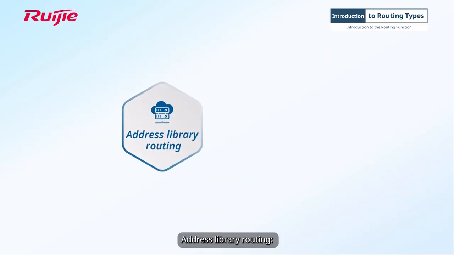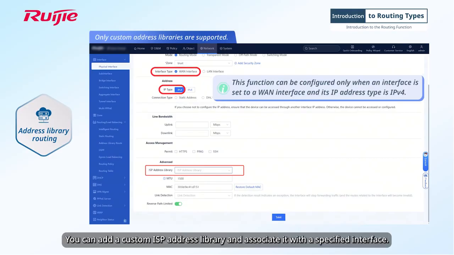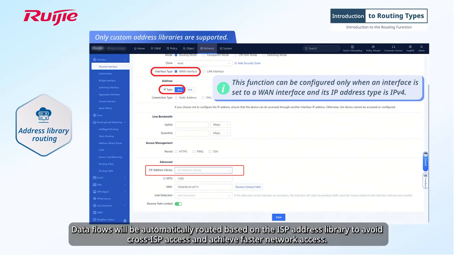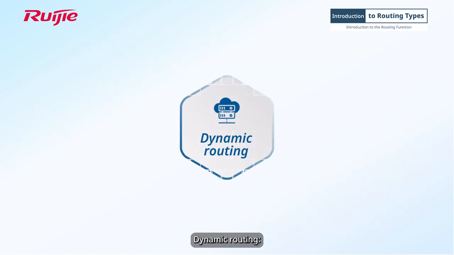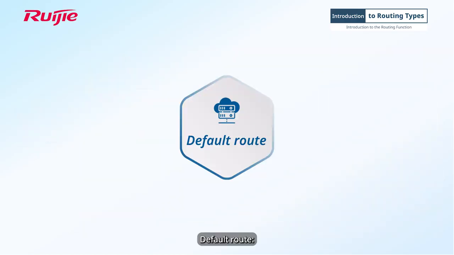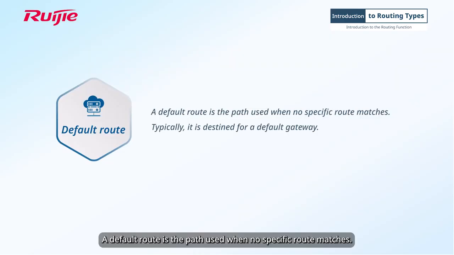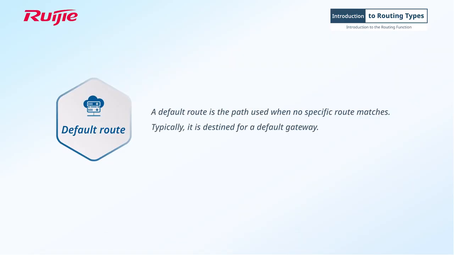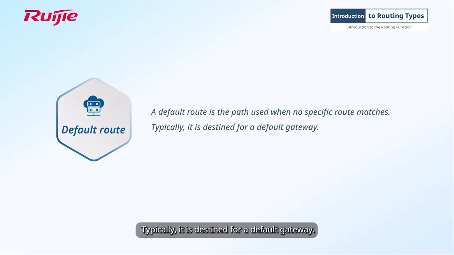Address library routing. You can add a custom ISP address library and associate it with a specified interface. Data flows will be automatically routed based on the ISP address library to avoid cross-ISP access and achieve faster network access. Dynamic routing. Paths are automatically learned and updated through routing protocols, which applies to environments where the network structure changes frequently. Default route. A default route is the path used when no specific route matches. Typically, it is destined for a default gateway.